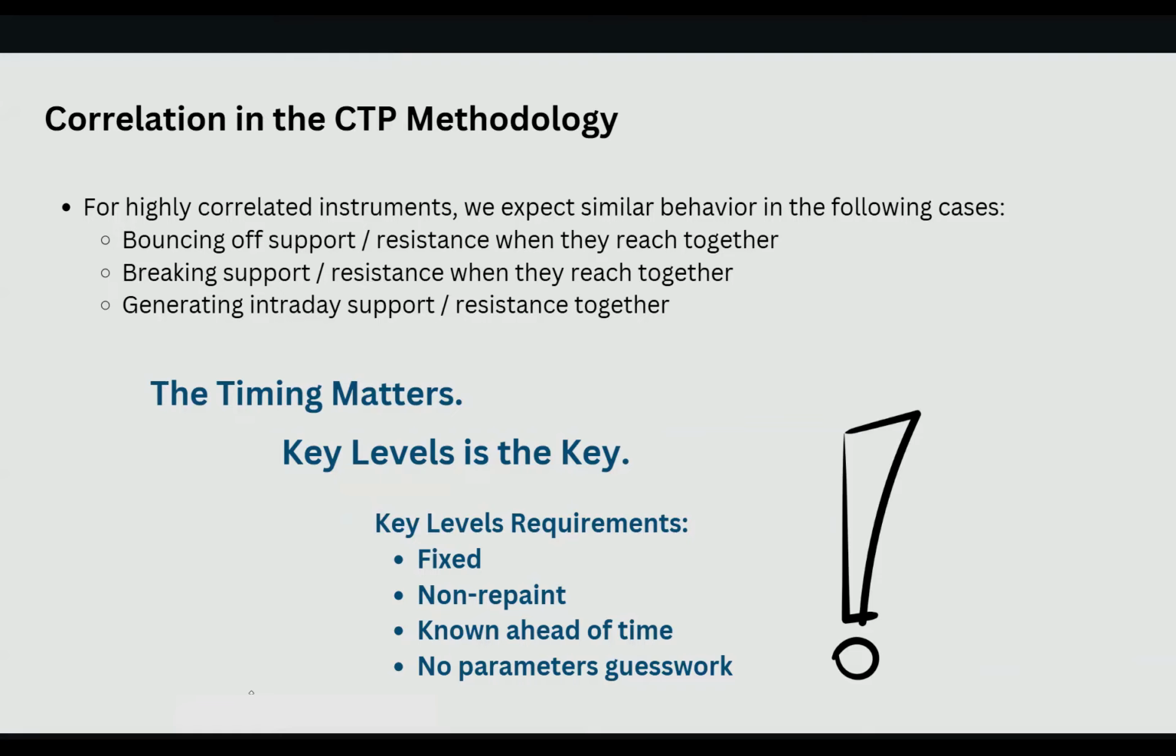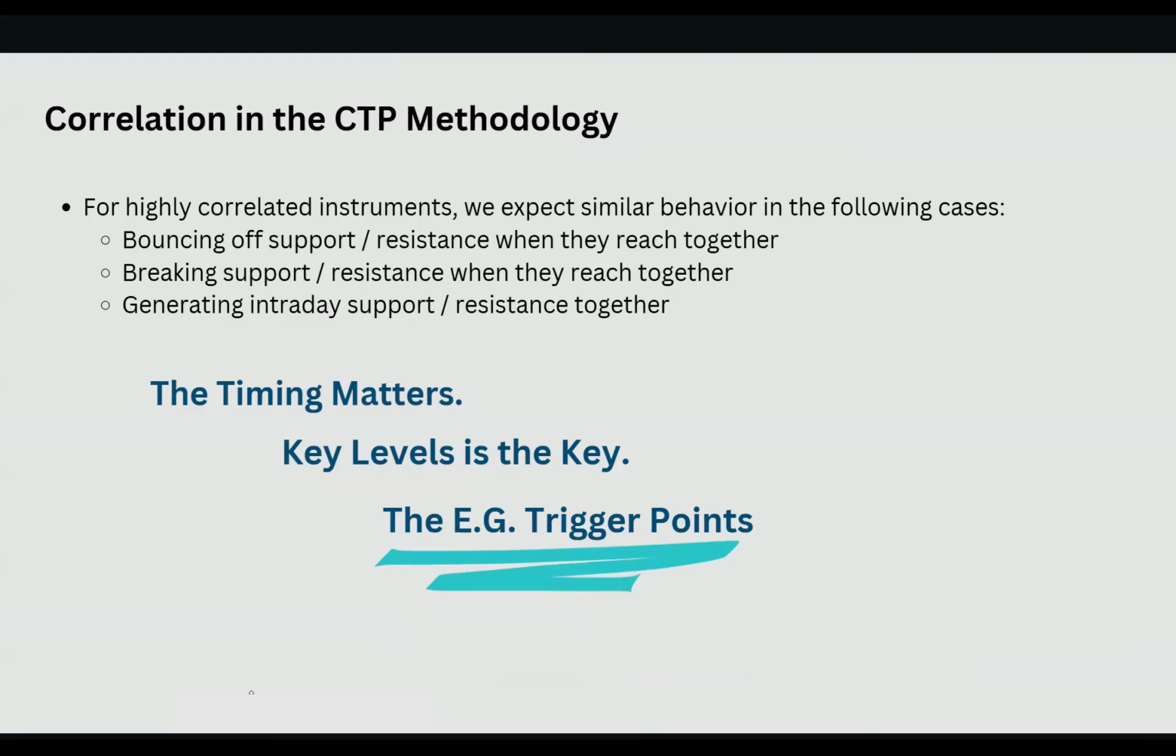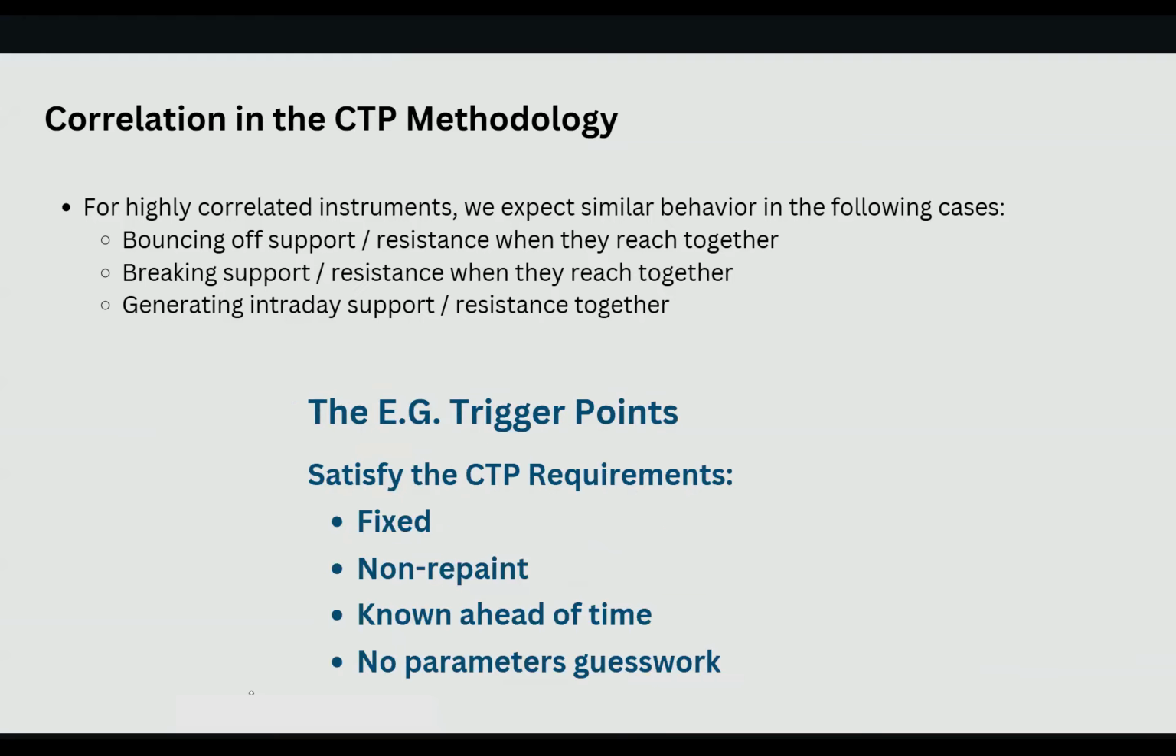Note that it's crucial to use fixed key levels, meaning levels that do not repaint or are known after the fact, and zero settings to fine-tune. In other words, the EG trigger points. Guys, the EG trigger points satisfy the CTP requirements. Why? Because the levels are fixed, they do not repaint, they are delivered at least 10 hours before the market opens, and zero settings to fine-tune.